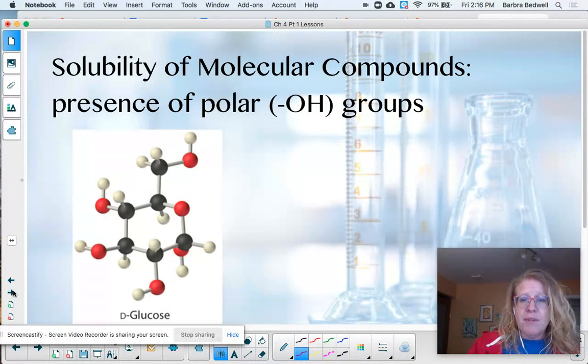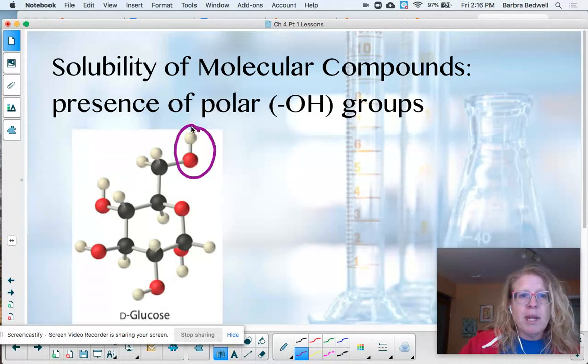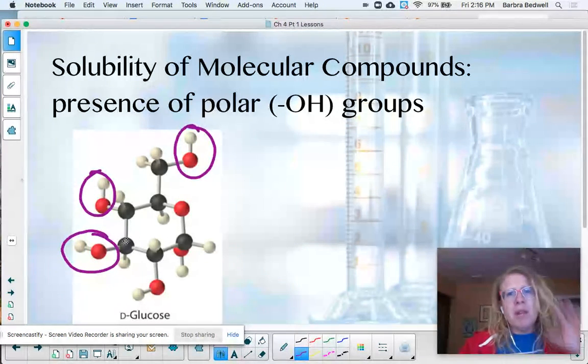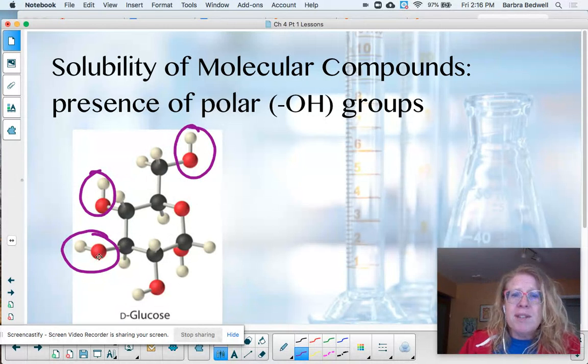D-glucose is a type of sugar molecule, C6H12O6. This stuff is not made of ions, but it also does dissolve. And it dissolves here, not because it separates into ions, but because there are some really important little groups over here. See these OH groups here? By the way, in these sorts of drawings, the red ones are always oxygen, the white ones are always hydrogen, the black ones are always carbon.